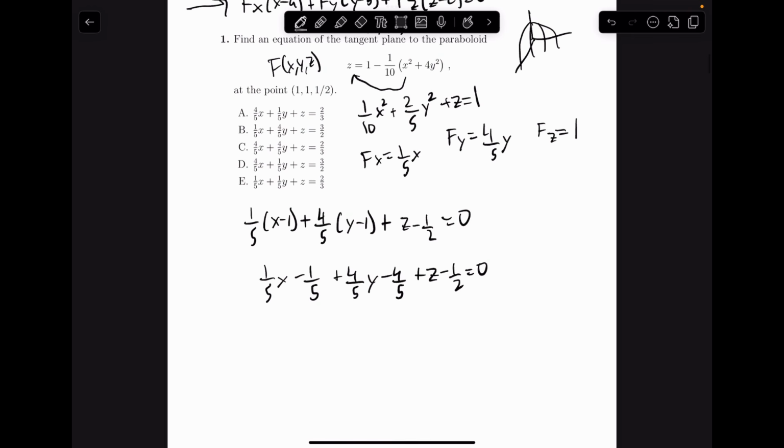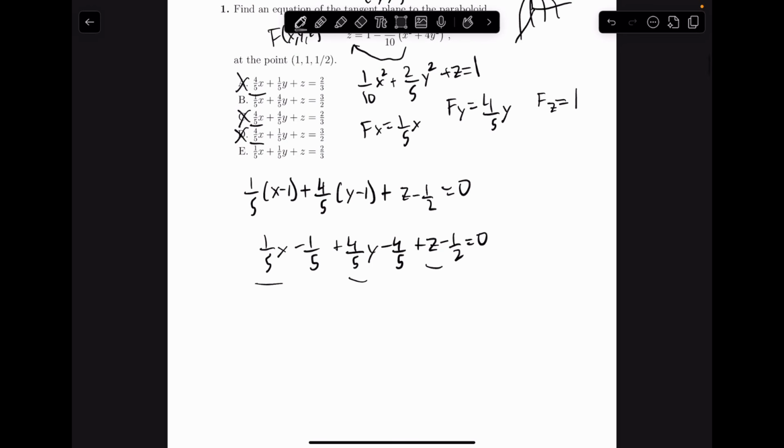And we didn't really need to do all that work, because we're really just looking for the constant term. I notice 1/5, 4/5, and 1 only happen in answer E and B. So A, D, and C are all gone because of the coefficients out in front. So the constant term, what is it going to be? It's going to be negative 1/5. Well, actually, they're adding it to the right side.